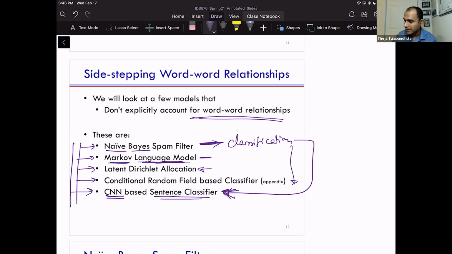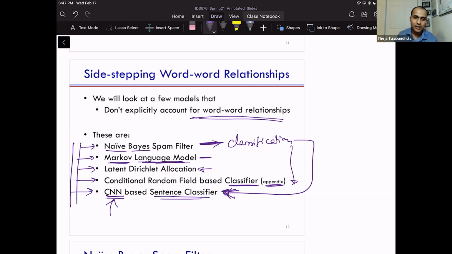Okay, and similarly, the last one, the conditional random field, as the name implies, is a classifier again. It's a little bit more involved, so if we have time, we'll get to it. But otherwise, these should suffice to get a sense of models which don't really account for word-word relationships. Actually, the last one can account for it if we give that as an input, but we'll see how it's going to be agnostic to the word-word relationship aspect.